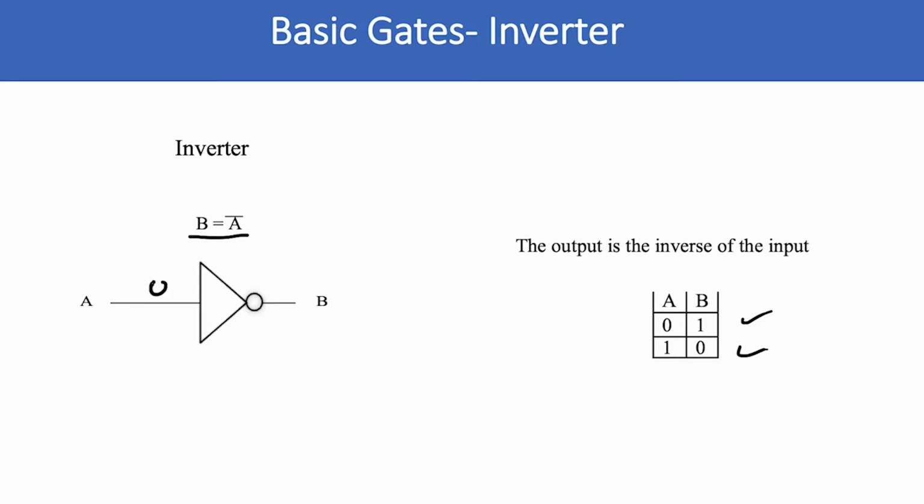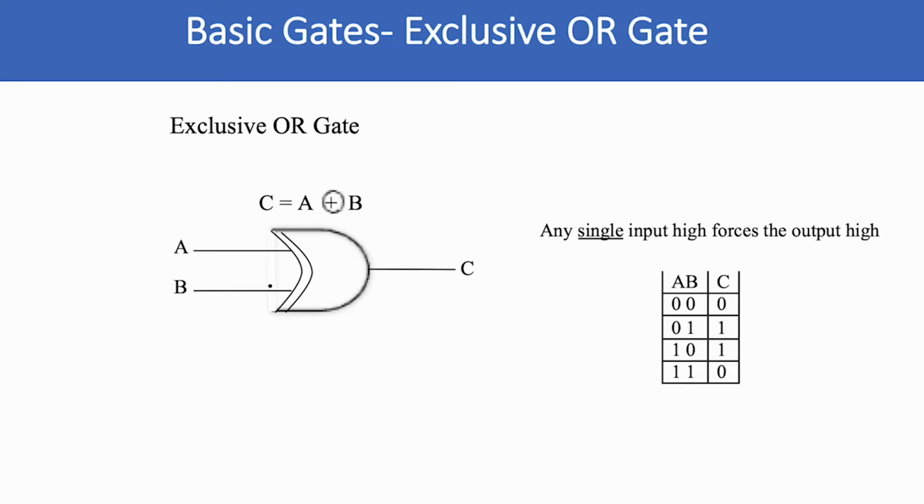When this is a 0, this is a 1. Okay, that's your basic inverter. Now we have two more gates we're going to talk about, and these gates we use quite a bit in arithmetic circuits and linear circuits, and we'll talk about linear circuits later on.